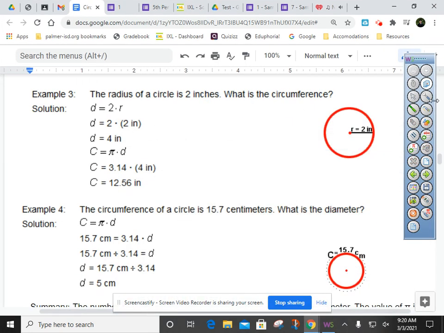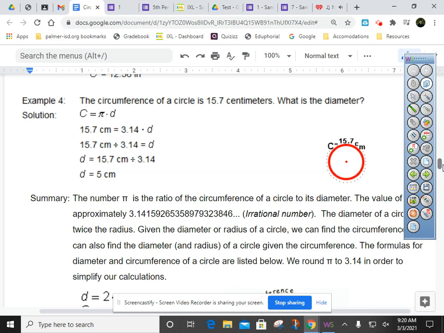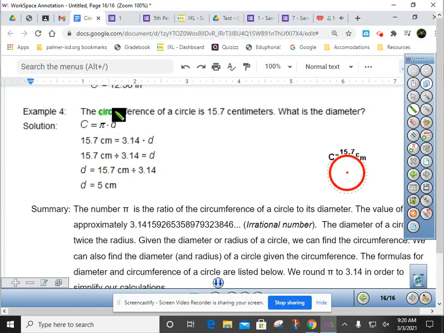All right, moving on to example 4. The circumference of a circle is 15.7 centimeters. What is the diameter? What changed here? What did they give you? Circumference. What is circumference? What does that mean? The distance around. You are still going to use the same formula. C equals pi d, write that down.